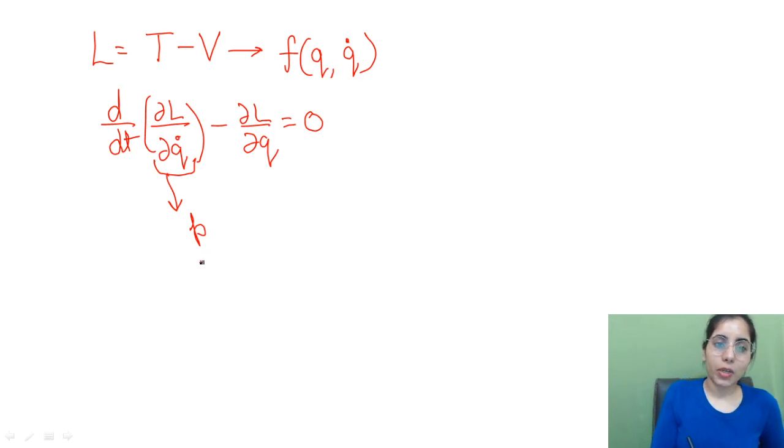Next point: the role of Lagrange's equation of motion. If you want to get some information about the system, you can use the equation of motion. You can get its final solution, and it will help you get the parameters related to the given system. That's how it will help you.